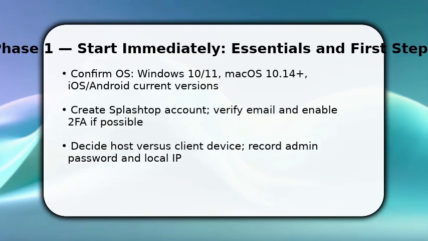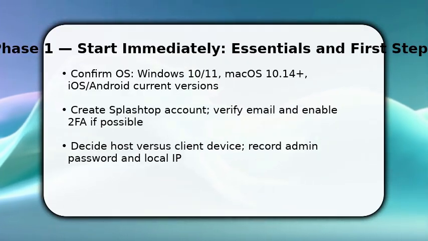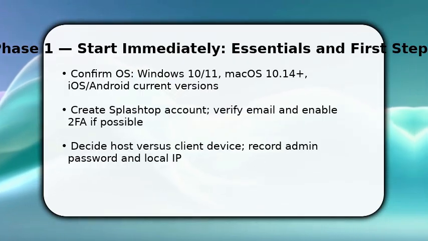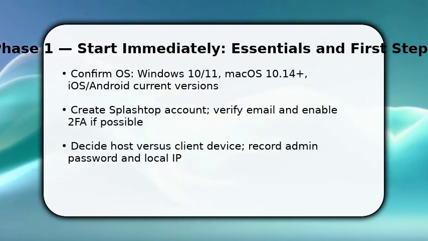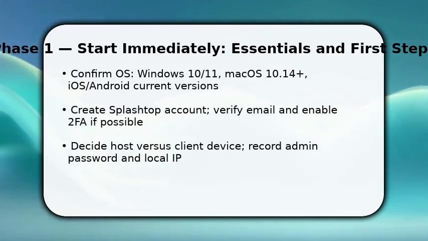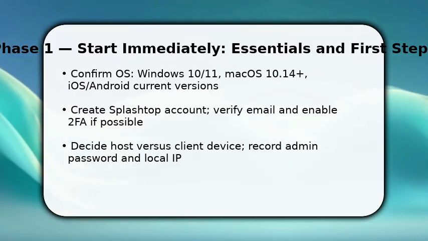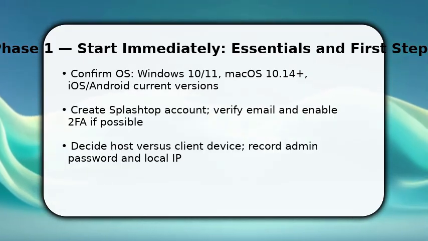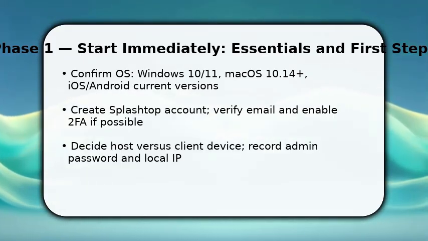Enjoy the video. You start by preparing both ends. Choose the host machine that will be accessed and the client device you'll use. Sign up for a Splashtop account, verify your email, and enable 2FA to protect access. Install the Splashtop streamer on the host. Install the Splashtop business or personal app on your client. Once done, log into both with the same account and make sure the host appears online before moving to configuration. This avoids wasted steps later.